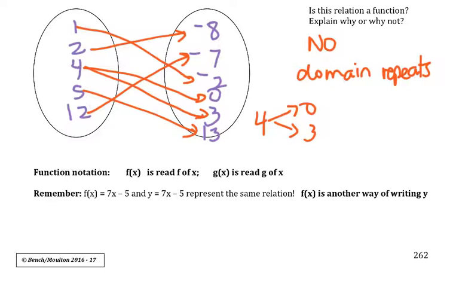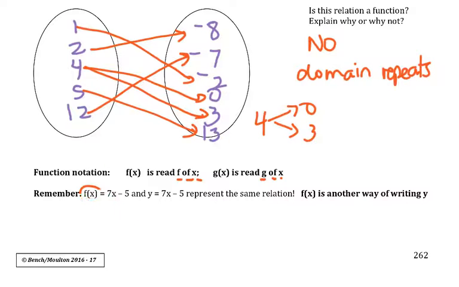Okay, so the next thing is just reviewing function notation. We talked about this briefly last time, but the function f of x is read "f of x." G of x, that's how it's written, and that's how you say it. So f of x is the result, and x is the input.